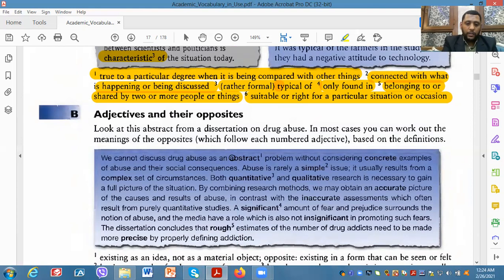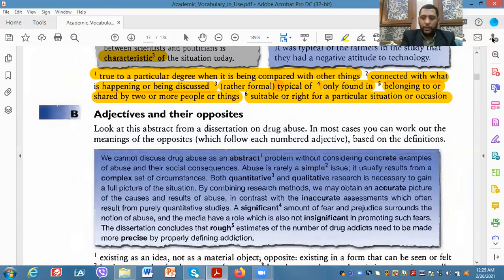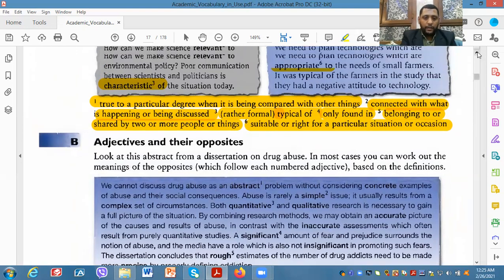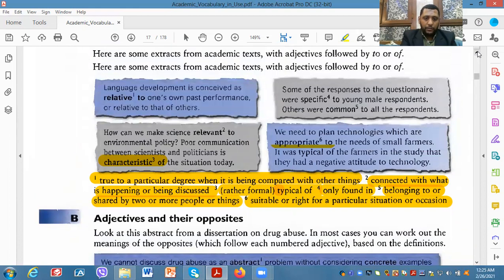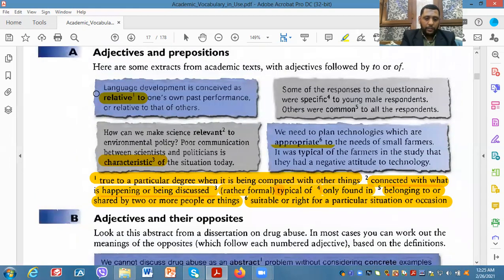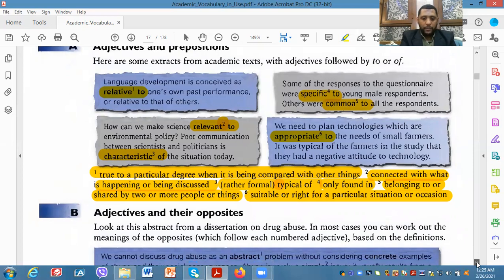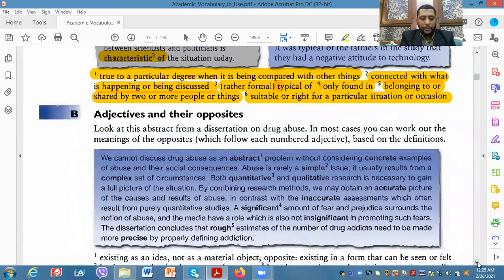So each adjective has a number that was written above it, just like the ones that we have seen in these four extracts. Let's go back a little bit to the numbers that were written above these adjectives, like relative to, relevant to, or characteristic of. These numbers were written above the adjectives so that we can track them and find out the definition and the meaning of these adjectives.